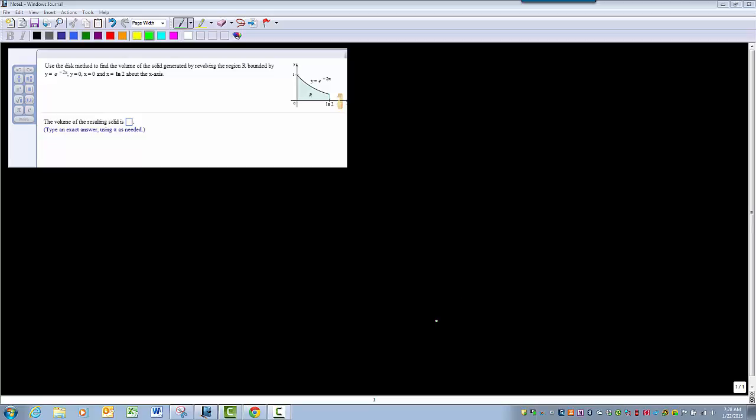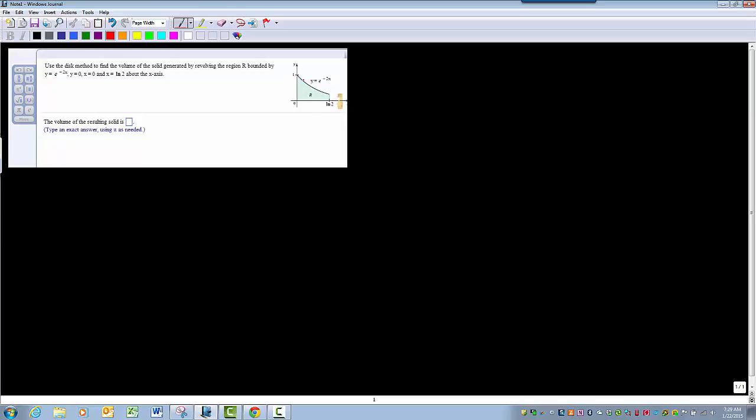Okay guys, let's go ahead and take a look at this problem. What we have is a region right here bounded by this curve, y is equal to e to the negative 2x, for the x values between 0 and the natural log of 2, and then of course with the x-axis. So for the y values between 0 and clearly up here at 1.